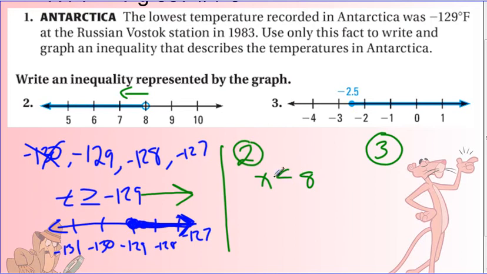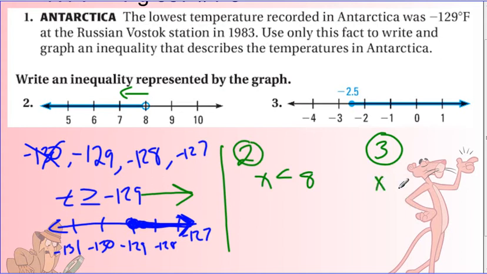This is the less than symbol. Kind of looks like an L. L, less than. So we're shading numbers less than 8. Is 8 included in our answer? Are we shading numbers equal to 8? No. So we do not need that other or equal to line. X is less than 8. That's the answer.